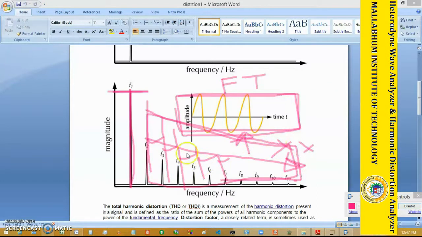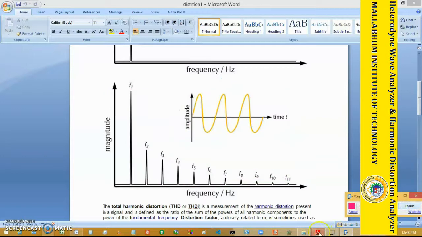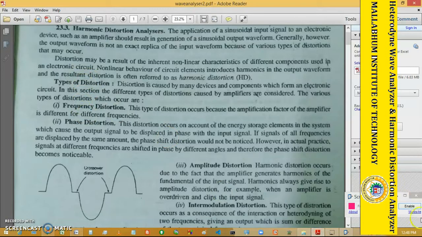So after getting the Fourier transform, we know what type of distortion is present within a signal, and with the help of different circuits, we measure this component's power relative to that component's power, so that we can measure how much distortion is present in our circuit. Different types of distortion happen. The first one is frequency distortion. Frequency distortion means different types of frequencies are present.